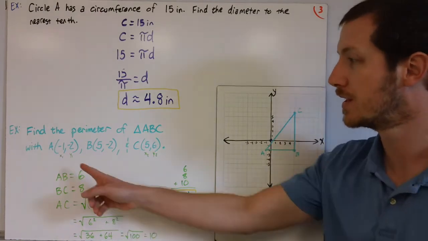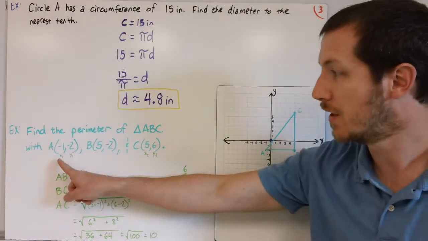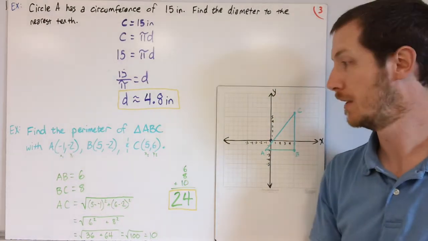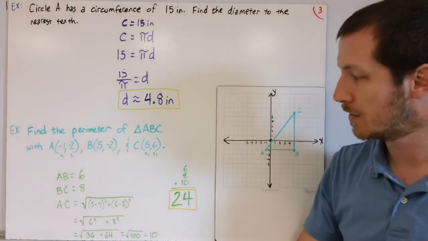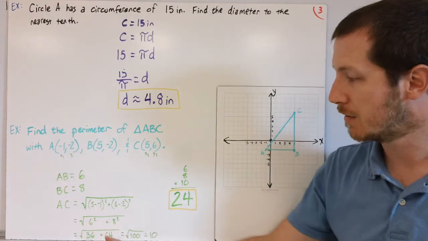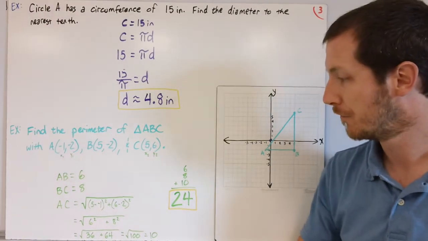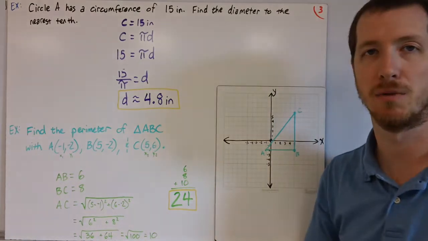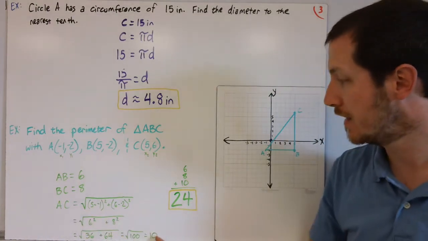We know the coordinates of A and C. They're given to us in the problem. Let's go ahead and assign our x1, y1, x2, and y2, and plug them into our formula. Simplifying with algebra, we get 6 squared plus 8 squared. 6 squared is 36, 8 squared is 64, 36 and 64 is 100, and 10 times 10 is 100. So the square root of 100 is 10. So the length of AC is 10.